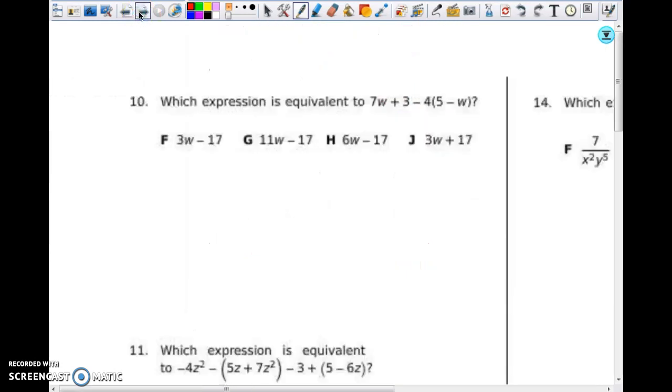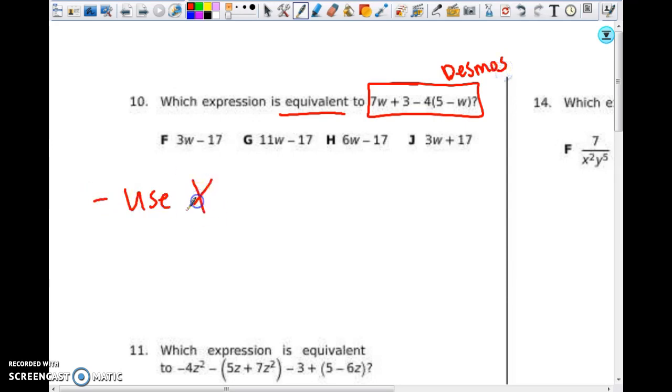All right, hold on before I get to the back. Again, it's asking which one is equivalent. So you would type this into Desmos. And don't use the letter W, use the letter X. And match a graph. Again, that's 10 out of 16.